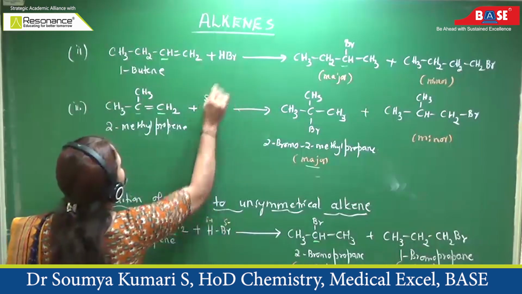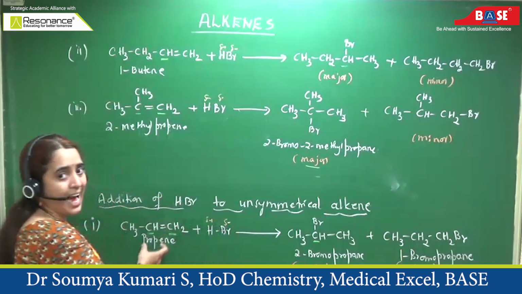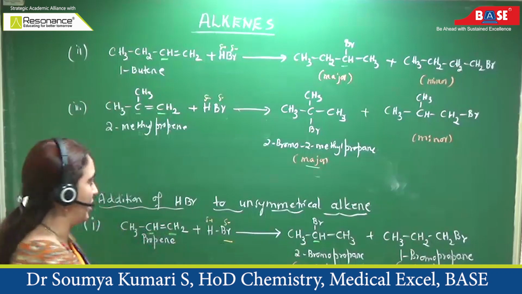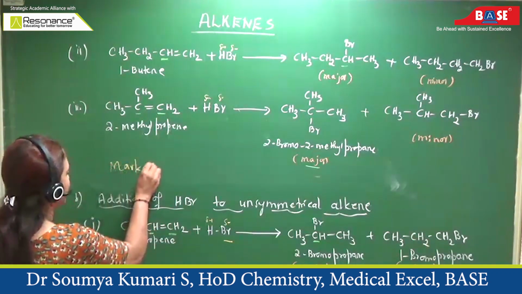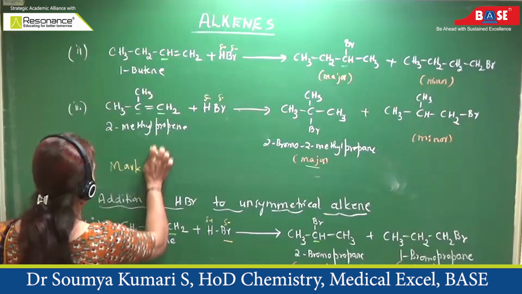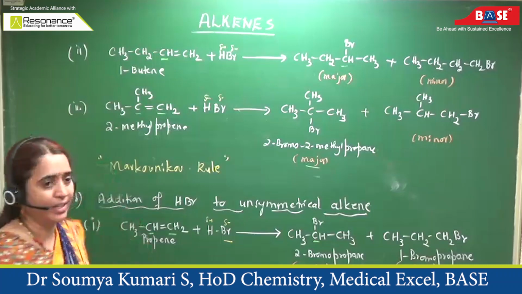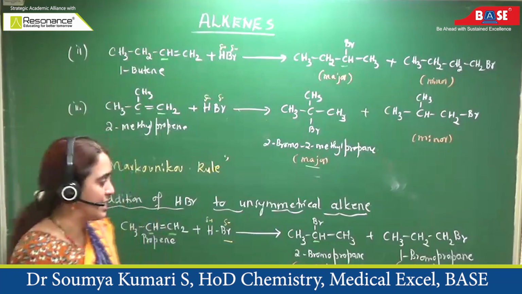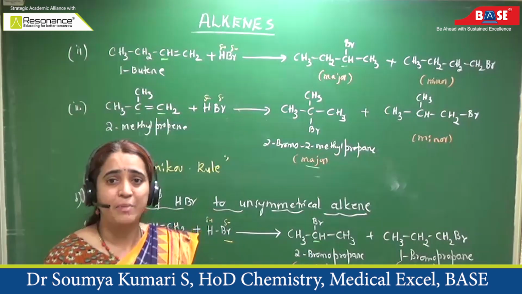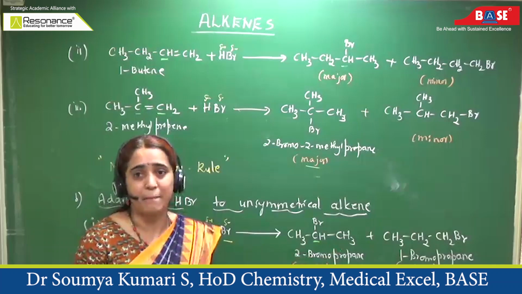Which is the negative part here? Negative part is Br minus. Negative part of the addendum. Addendum is nothing but the one which gets added. Negative part of the addendum adds to the carbon with lesser number of hydrogens. This is widely known as a very important rule known as Markovnikov rule. Later, they tried to understand why this is a generalized rule upon observation. But we need to understand, being chemistry people, why it is major and the other product appears as minor.